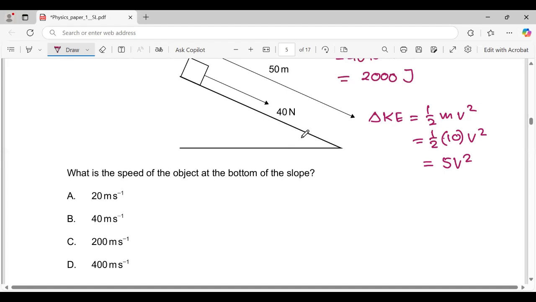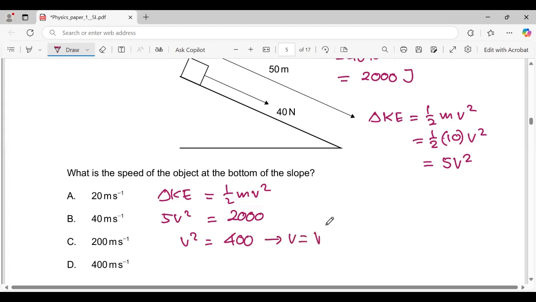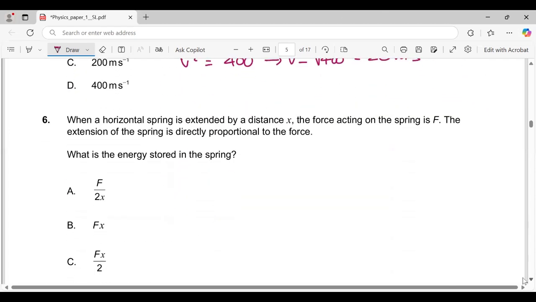I mean this kinetic energy, the change in kinetic energy becomes delta KE equal 1/2 mv squared. So this is 5v squared. This is 2000. So v squared equal 400. So v equals square root of 400, 20 meters per second. Solution. Yes, now number six.